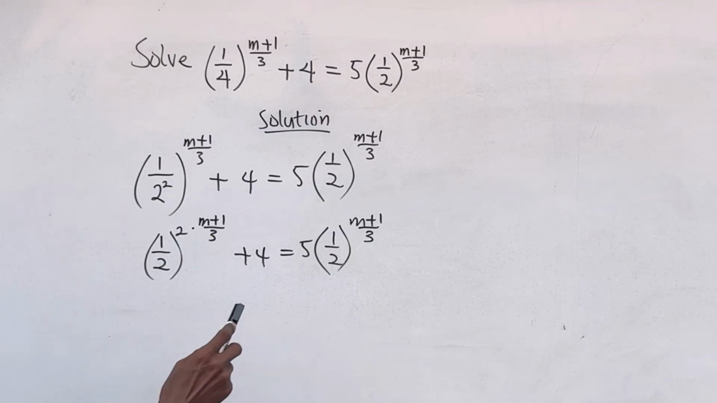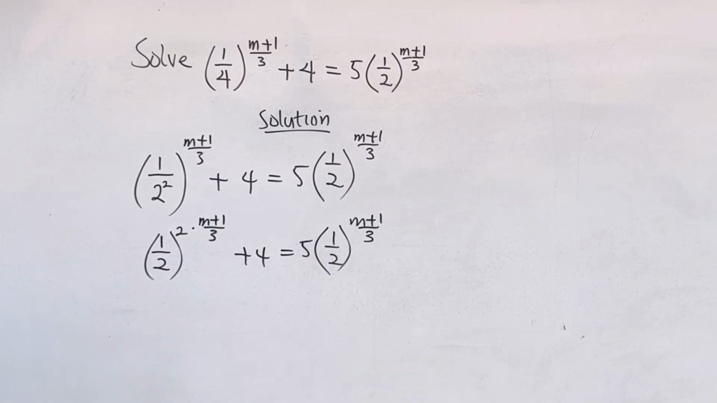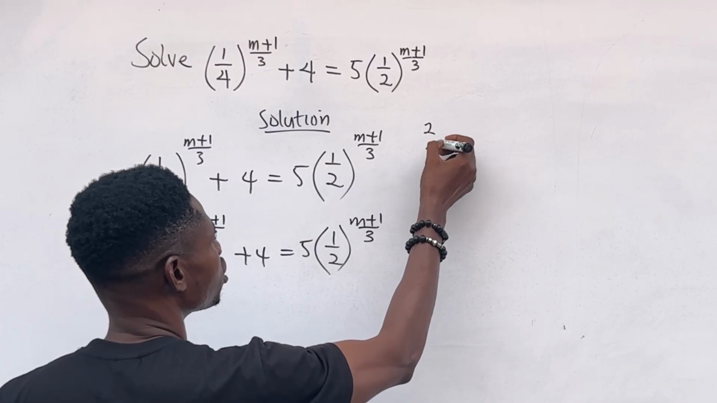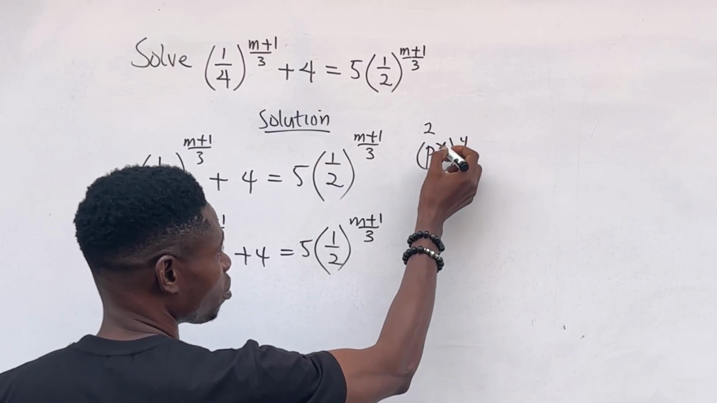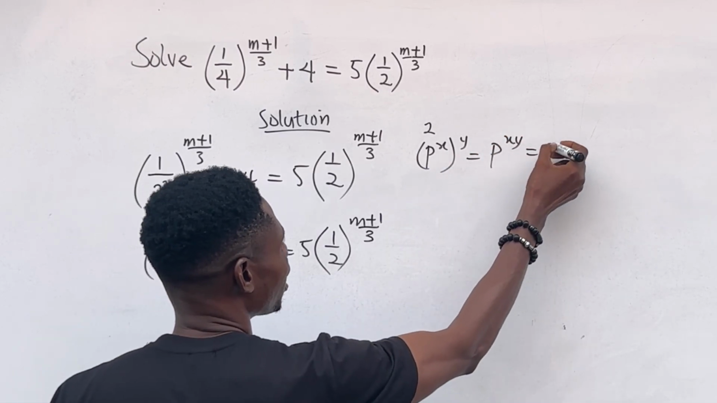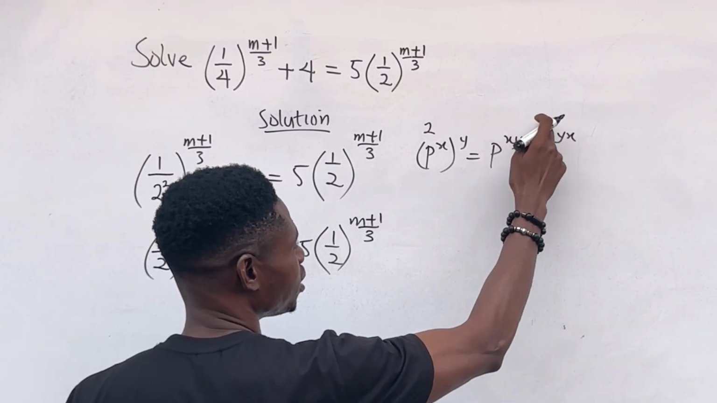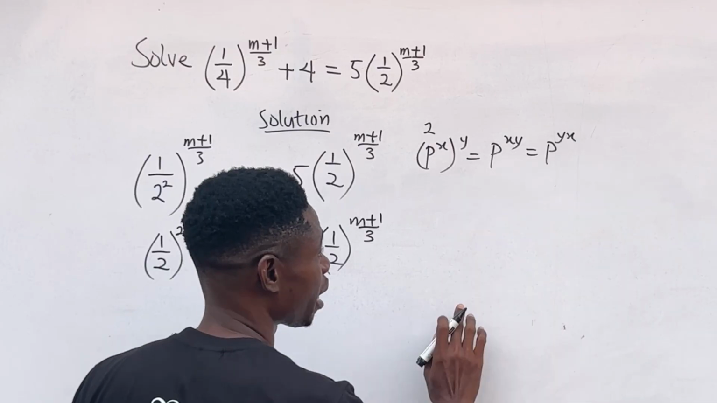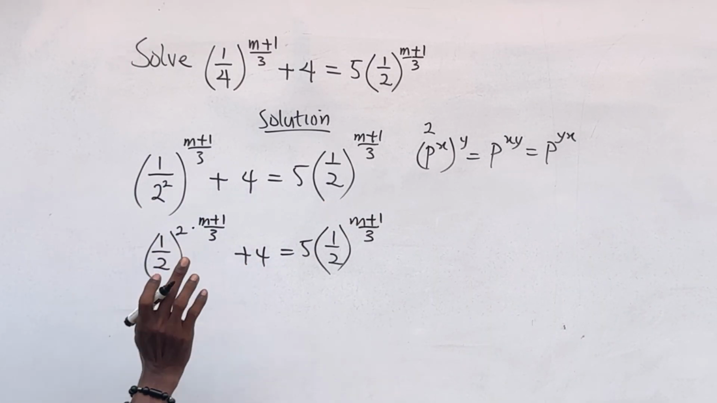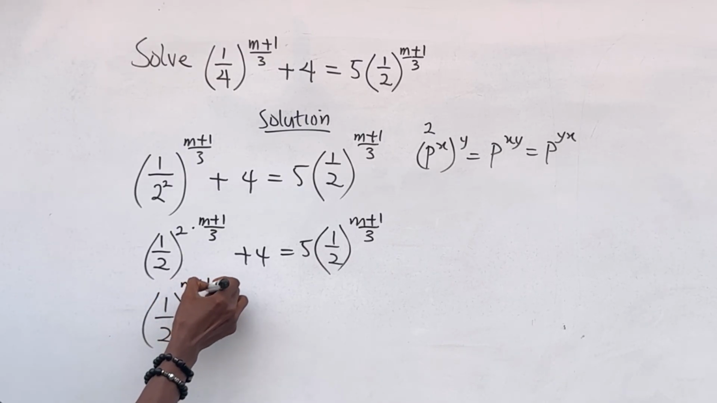Okay, to make this similar to or the same as this, we can remember our law of indices. If you have p raised to power x raised to power y, we can multiply the two powers, which will give us p to the xy, which is the same thing as p to the yx, because multiplication is commutative. So x multiplied by y is still the same thing as y multiplied by x. With that understanding, we can do this. Watch what I'll do: 1 over 2 raised to power m plus 1 over 3.